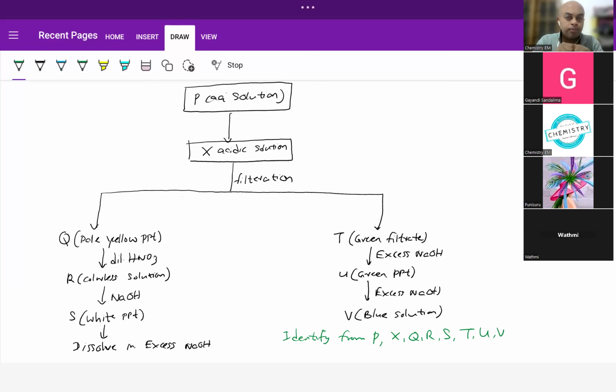Anyone who has done this? Let me know if you have done. This is inorganic. TUV, correct. Others bit tricky.